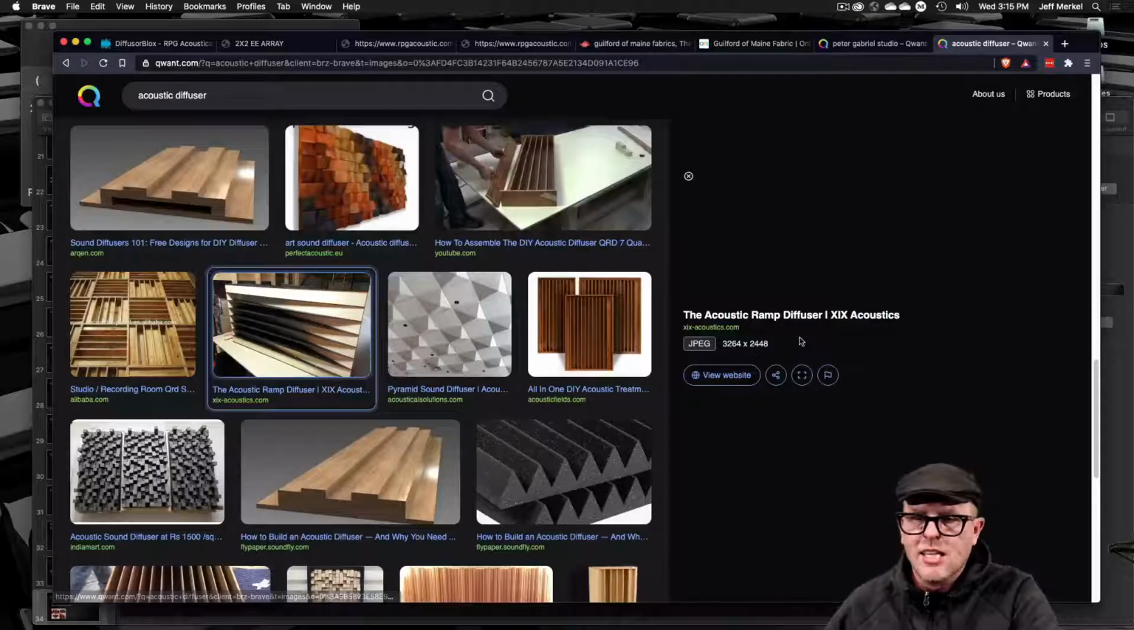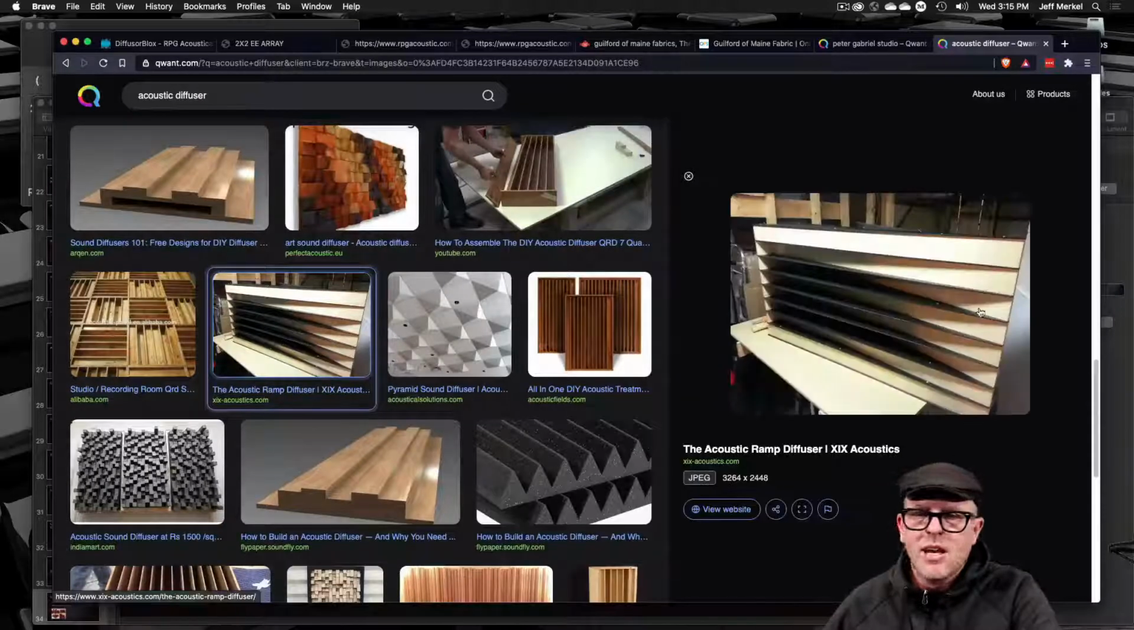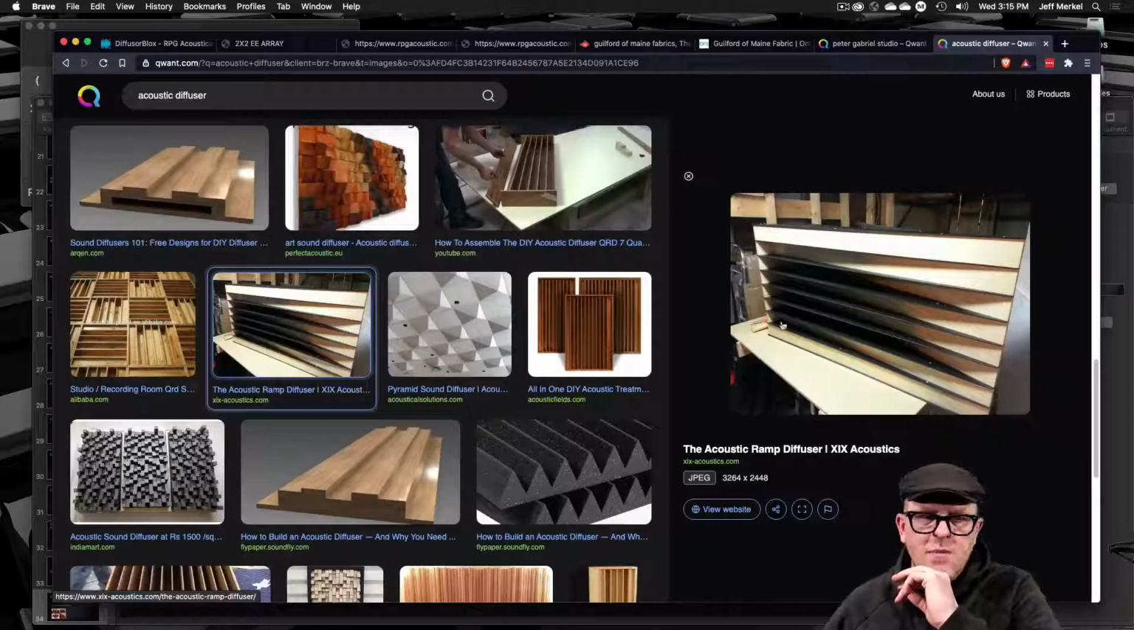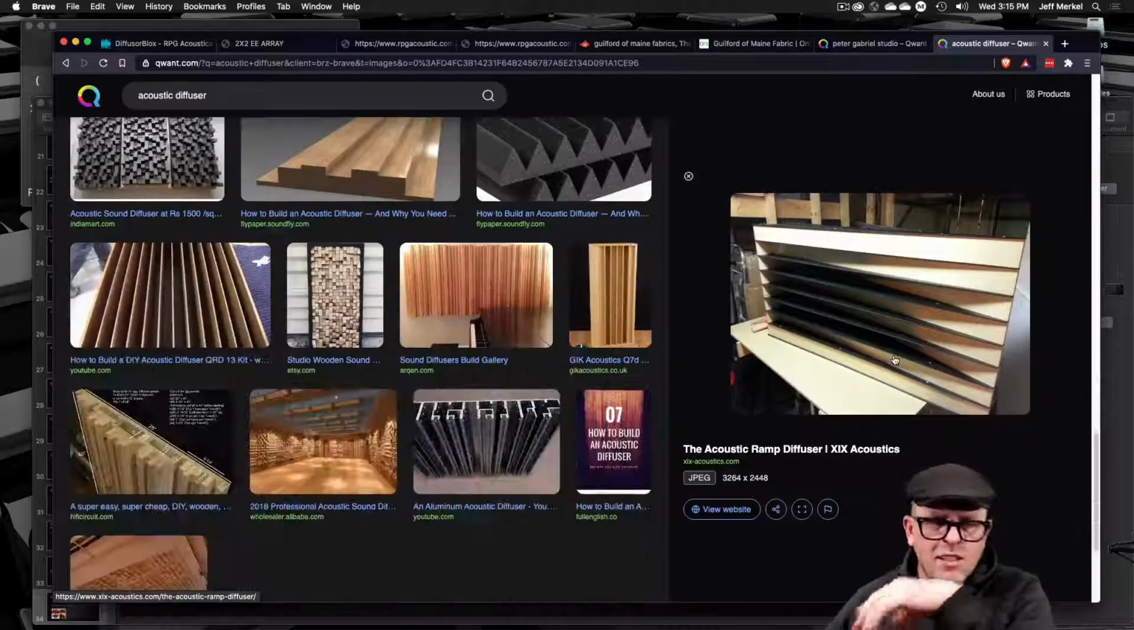Ooh, I've seen these. I like this ramp one because it's a gradient. I think it's going to be pretty interesting how that would work. Yeah, I was considering making some of these myself for my back wall here.